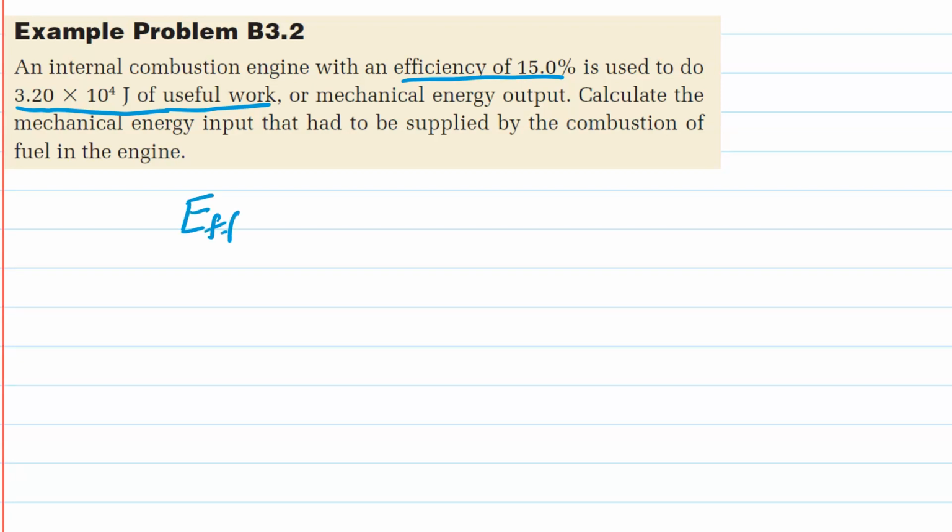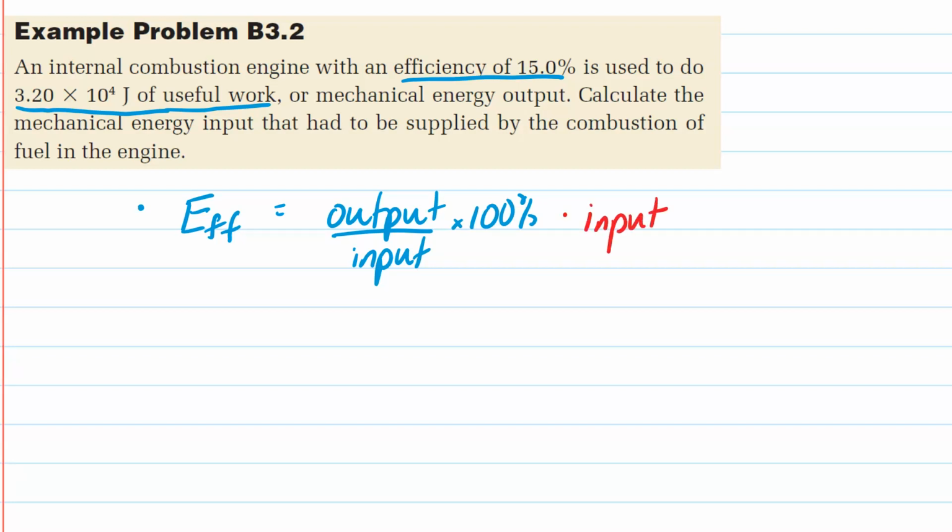Okay, we have our equation, efficiency equals output over input multiplied by 100%. We want to figure out what the input is. Now, since input is on the bottom, we need to get it back up to the top line. And the way we can do that is by multiplying both sides by input. So we multiply by input, and we'll multiply by input on the other side as well.